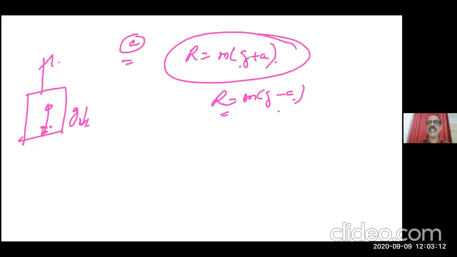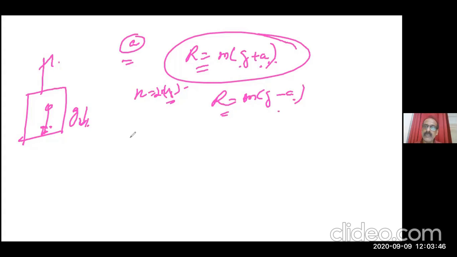So here you can see g should increase in such a way that the apparent weight is found to be doubled. For example, if a is equal to g, this will be 2g. Then R is equal to 2mg. Two times appears to be increased. So your answer: the lift is going with an acceleration g upward, option B. Clear? Without calculation itself, we can find out.